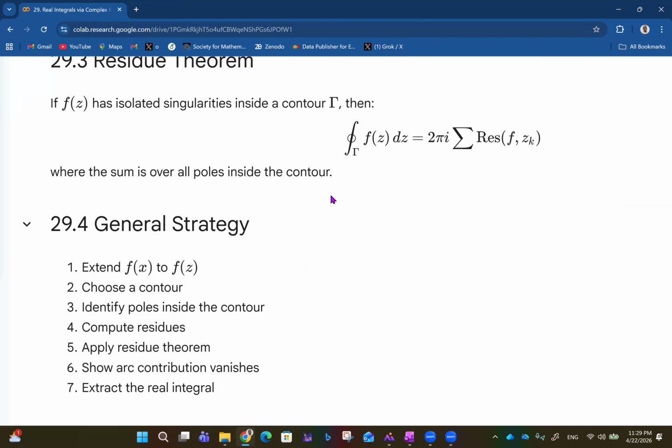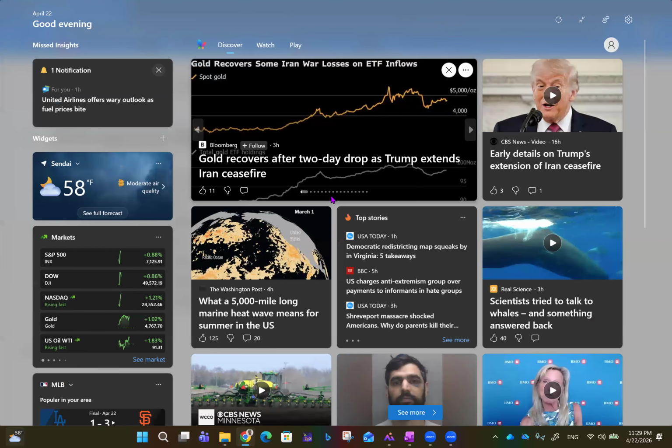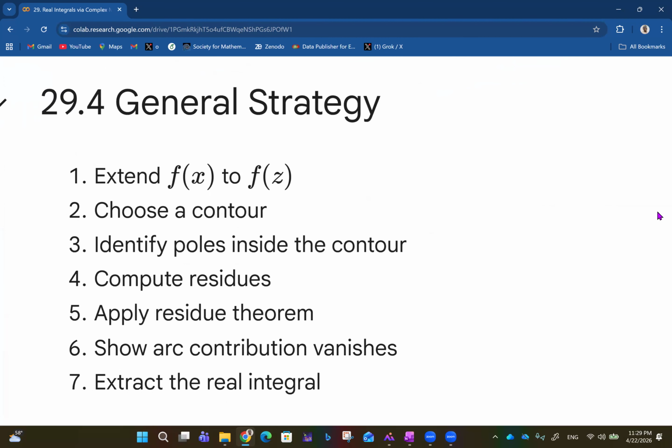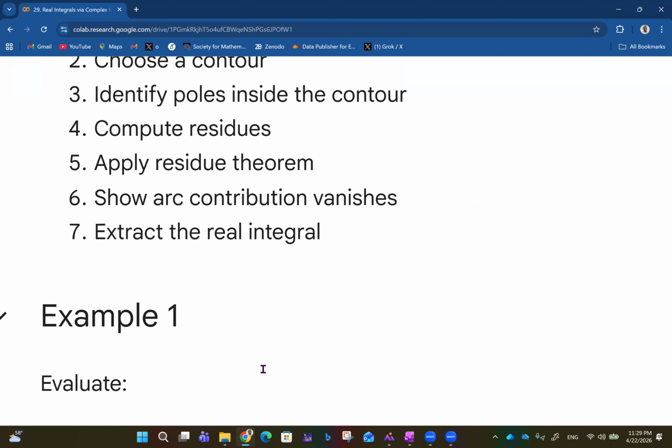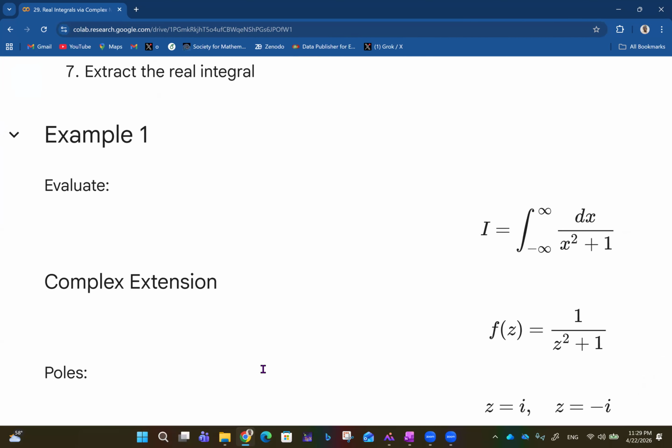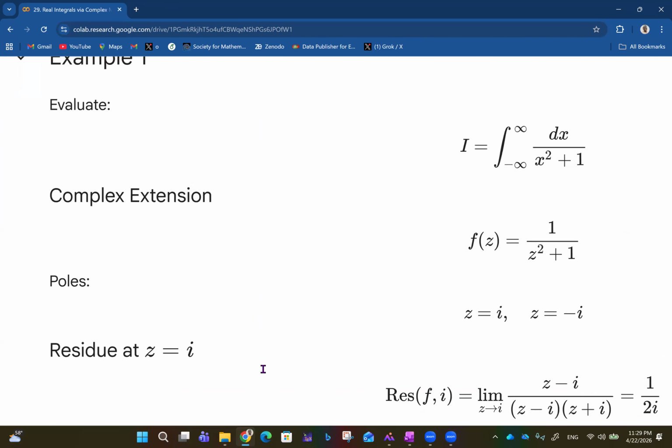All right. So the general strategy is to extend f of x to f of z, taking it from the real domain into the complex domain, because it's functionally the same. Then you choose a contour, identify poles inside the contour, compute residues, apply the residue theorem, show the arc contribution vanishes, and extract the real integral. That's all.